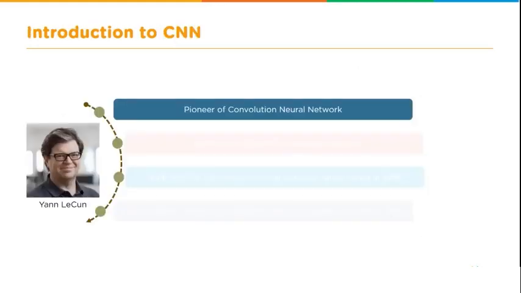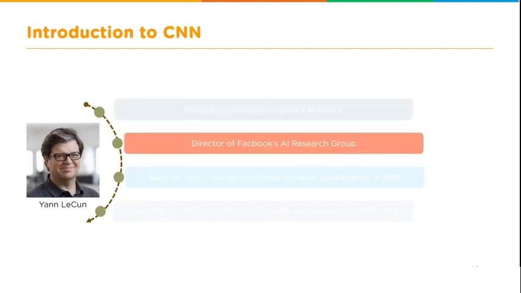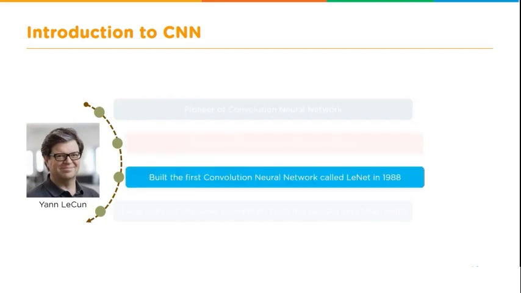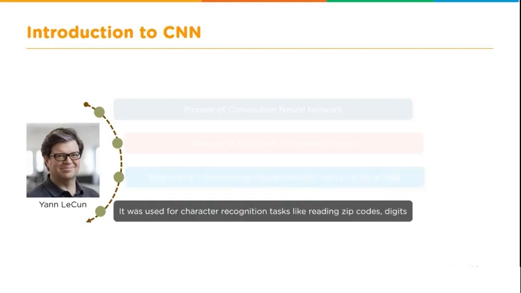We'll begin our introduction to the CNN by introducing the pioneer of the convolutional neural network, Yann LeCun. He was the director of the Facebook AI Research Group. He built the first convolutional neural network, called LeNet, in 1988. So these have been around for a while and have had a chance to mature over the years. It was used for character recognition tasks like reading zip code digits. Imagine processing mail and automating that process.